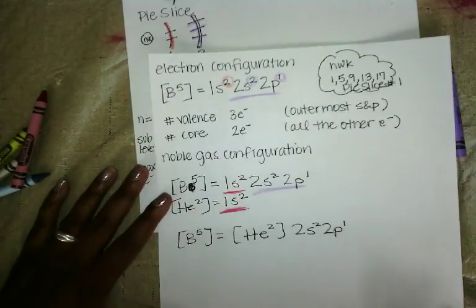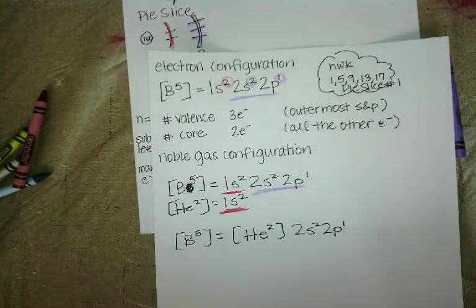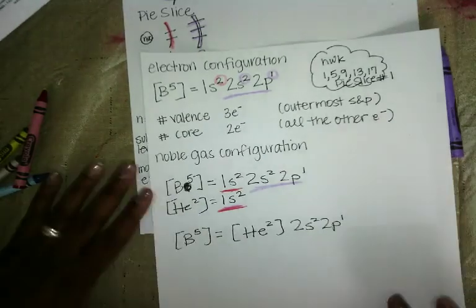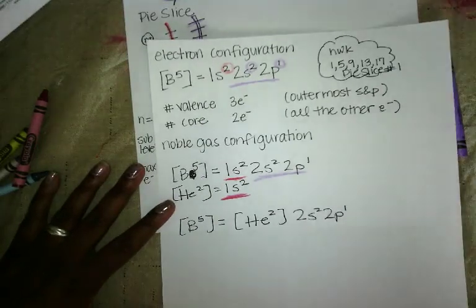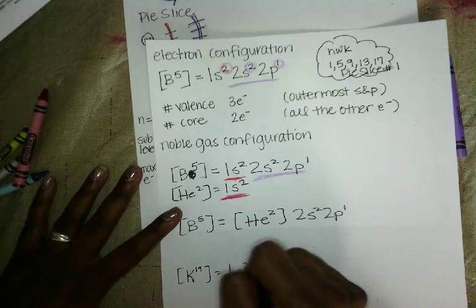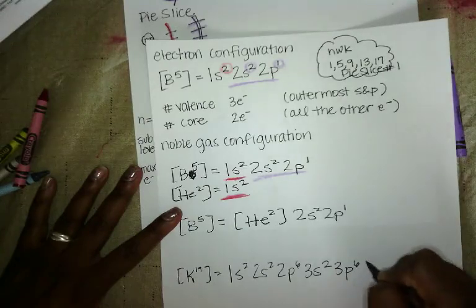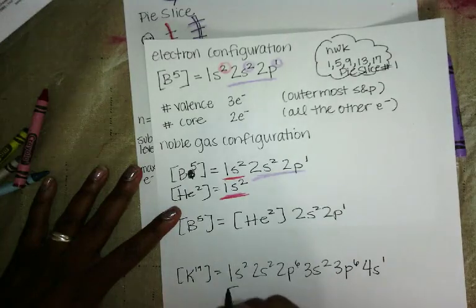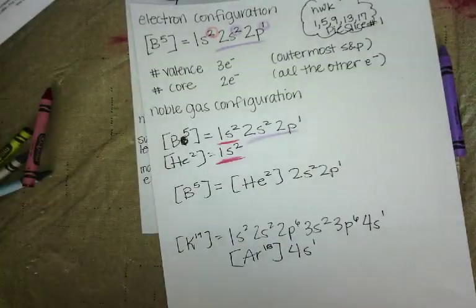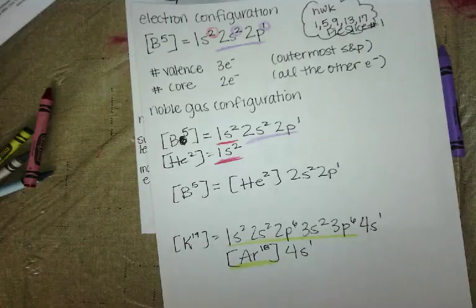Now, that doesn't seem like a real shortcut at this point, but when you get further and further down, it becomes a great help in order to shorten things. So a good example would be, for instance, potassium is 1s2, 2s2, 2p6, 3s2, 3p6, 4s1, and I could just write argon 18 for S1 for its noble gas configuration. So as you keep going, because by the way, all of this is argon, it becomes a better help. We'll talk more about this later.